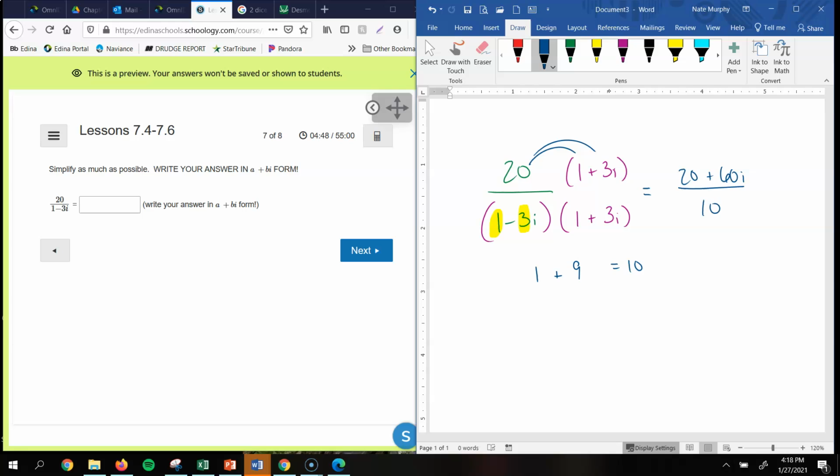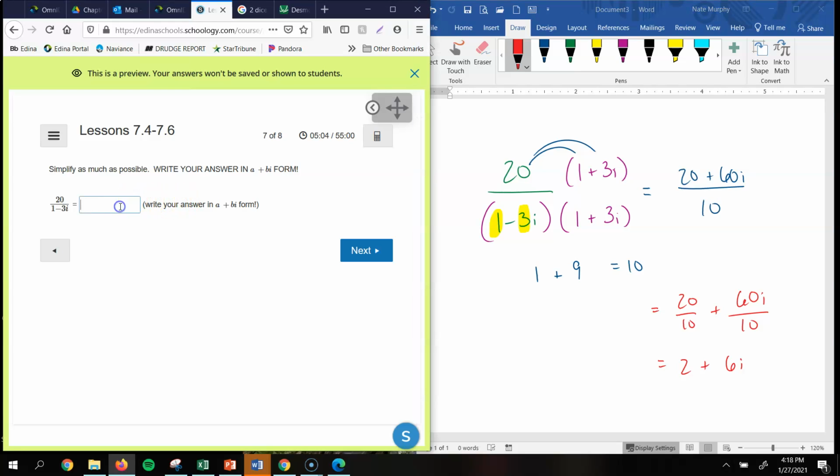Now I want to write our answer in a plus bi form. So that means we're going to break this apart into two pieces. So we'd have 20 over 10 plus 60i over 10. Now you want to reduce those. 20 divided by 10 is 2. 60 divided by 10 is 6. We'd have 2 plus 6i would be your final answer.